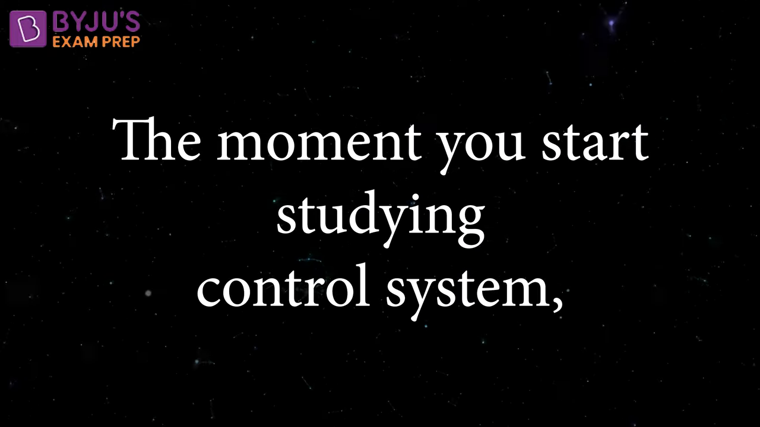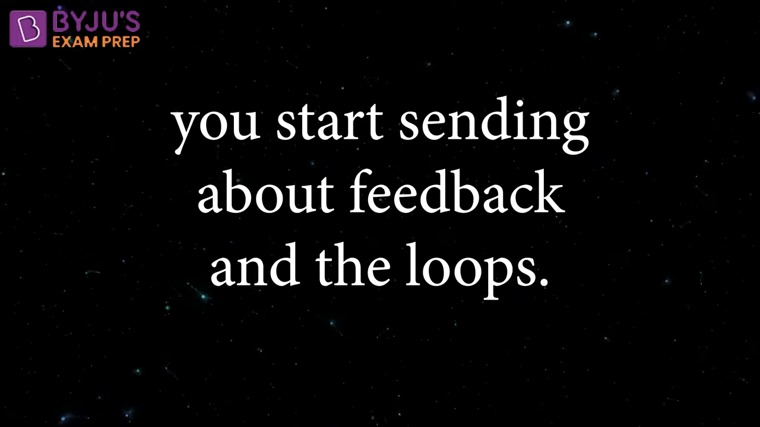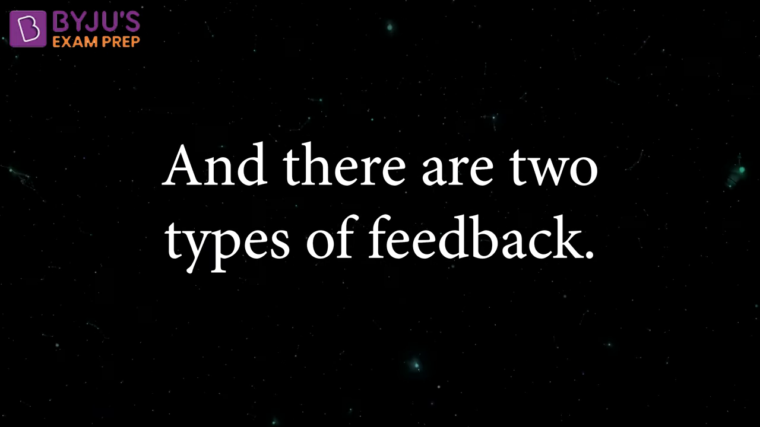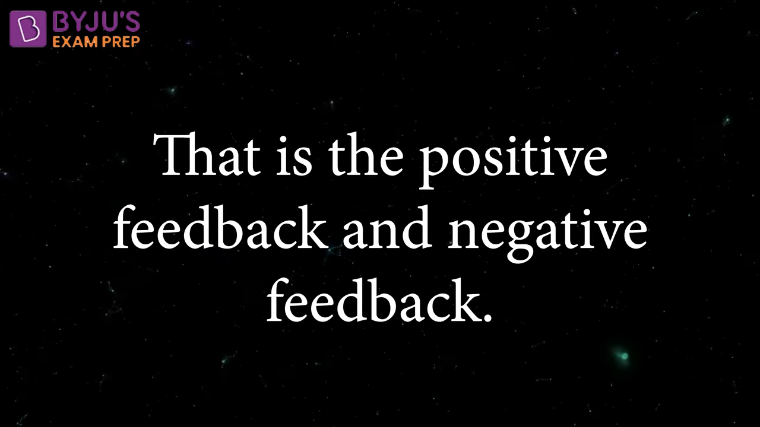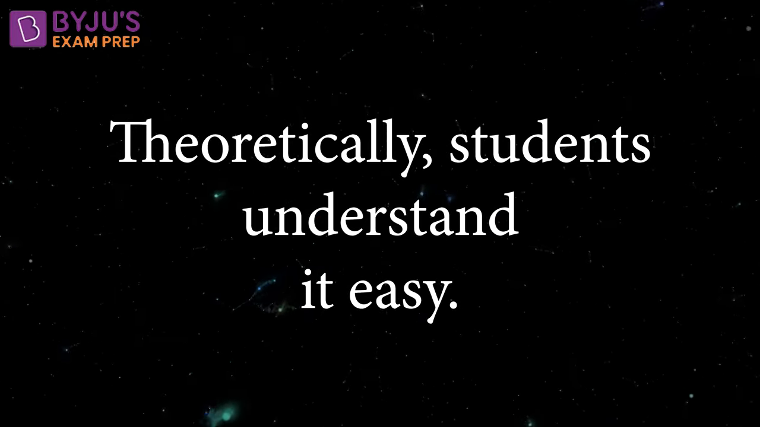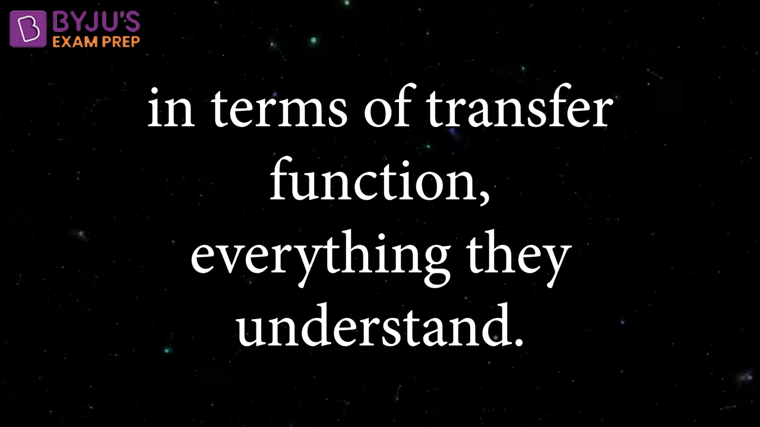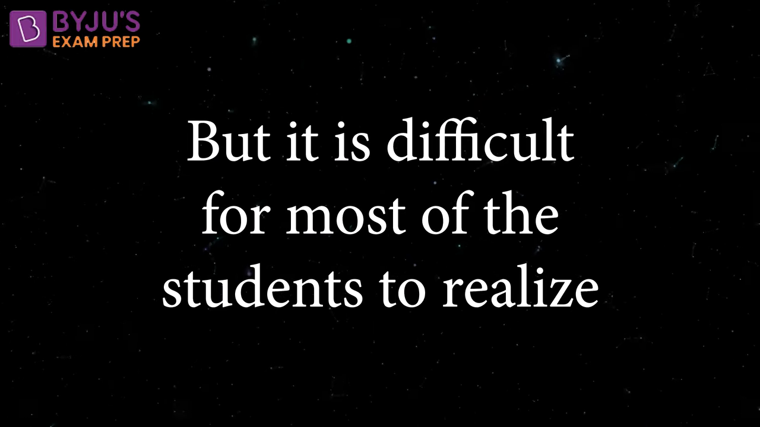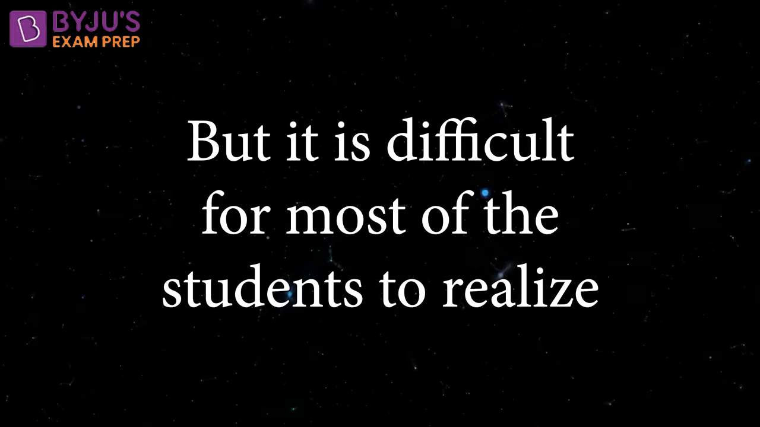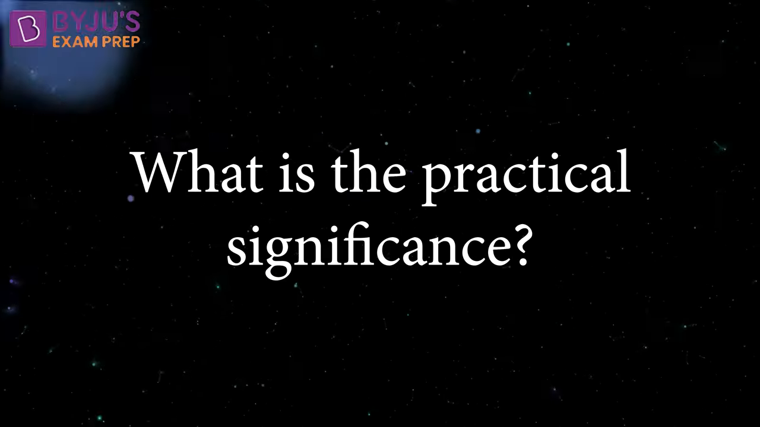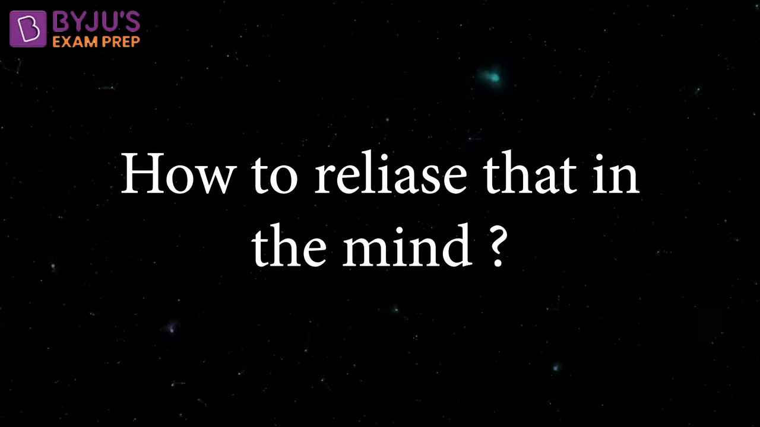Hi students, the moment you start studying control system, you start studying about feedback and the loops. Yes, and there are two types of feedback, that is the positive feedback and negative feedback. Theoretically, students understand it easily. They're able to understand the definition, block diagram, in terms of transfer function, everything they understand. But it is difficult for most of the students to realize what actually positive feedback is, what actually negative feedback is, what is their practical significance, how to realize that in the mind.